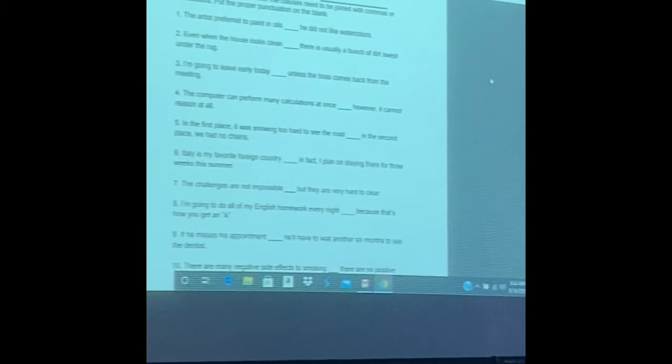Number 8, I'm going to do all my English homework every night, comma or semicolon, because that's how you get an A. A comma. And number 9, if he misses his appointment, comma or semicolon, he'll have to wait until 6 months to see the dentist. Semicolon. Very good. And number 10, there are many negative side effects to smoking. True. Comma or semicolon, there are no positive effects. Semicolon.